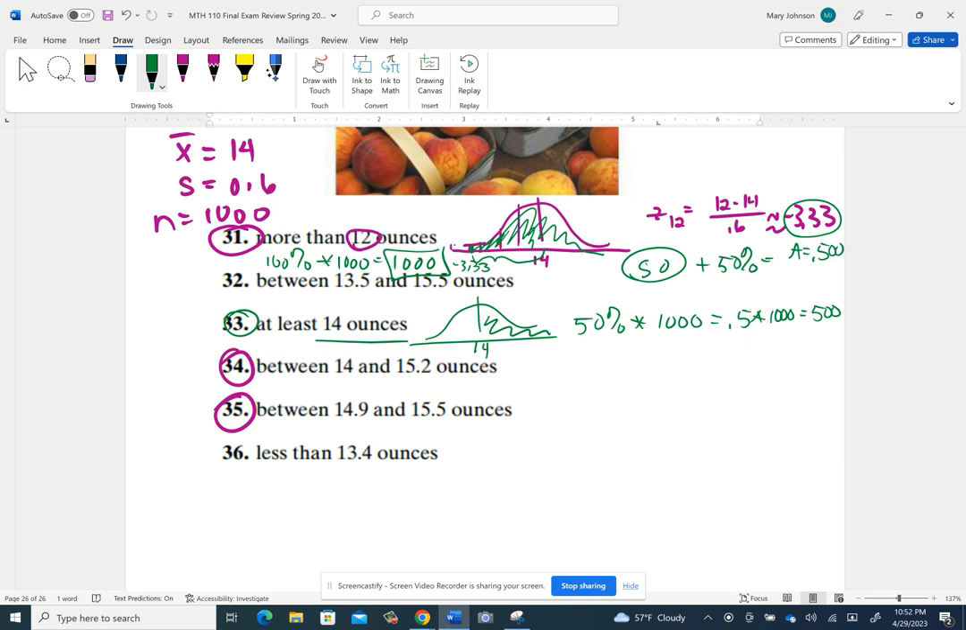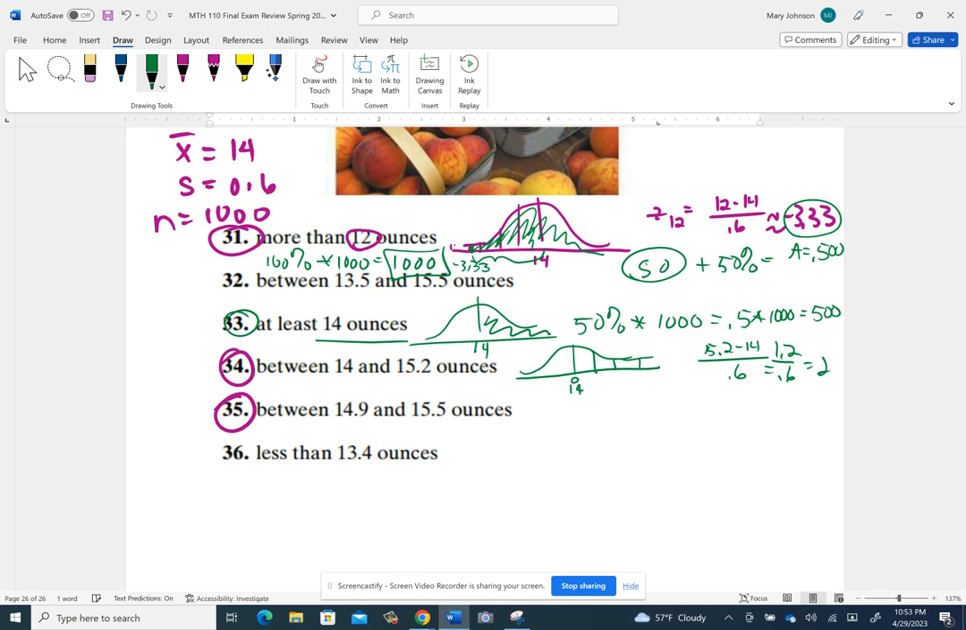All right. Let's go ahead and look at 34. 34 says between 14 and 15.2. 1, 2, 3 above. So we don't know, 14's right at a standard deviation line of 0. It's the mean, so it's right in the middle. So I need to first take my 15.2 minus the mean divided by the standard deviation. So 15.2 take away 14 gives me 1.2. Divide by 0.6, and I wind up getting exactly 2.